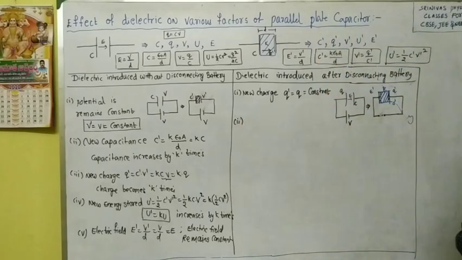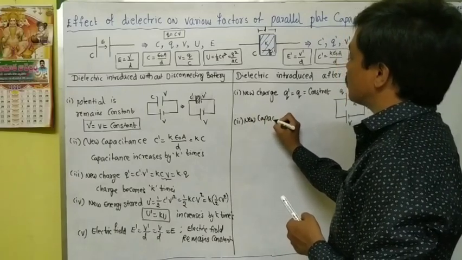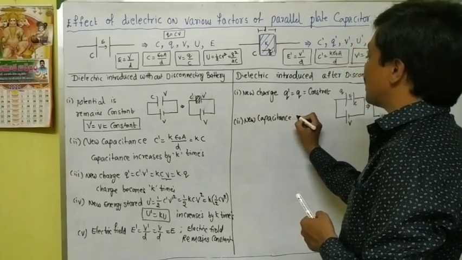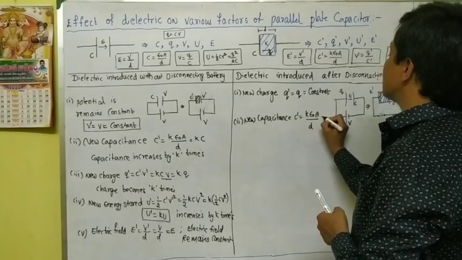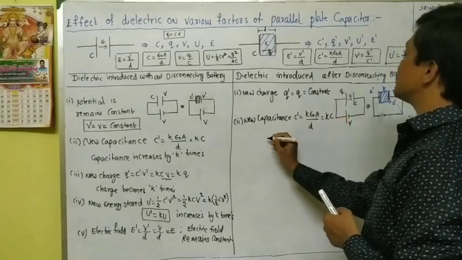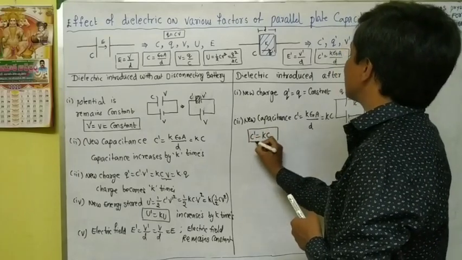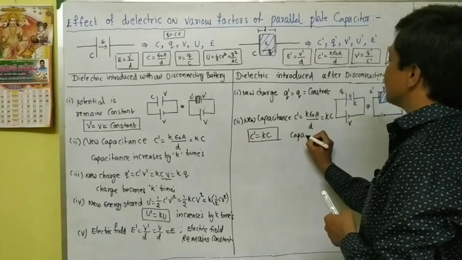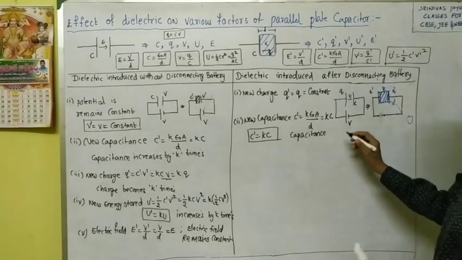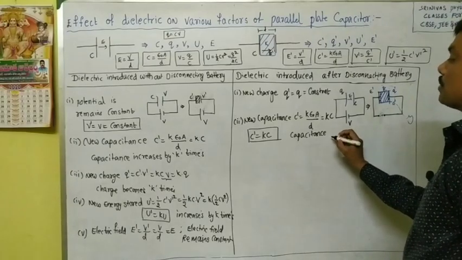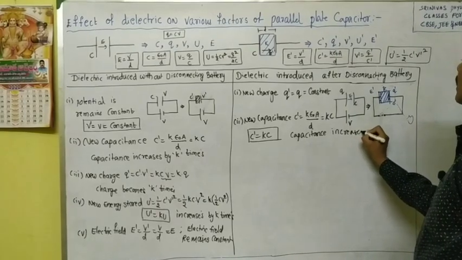The second point is capacitance. What happens to the new capacitance when we introduce the dielectric slab? After introducing the dielectric slab, the capacitance formula is K epsilon naught A by D, which is equal to K C. That means C dash is equal to K C, so capacitance automatically increases by K times. Whether the battery is disconnected or connected does not matter. When we introduce the dielectric slab, capacitance automatically becomes K times. Capacitance increases by K times.